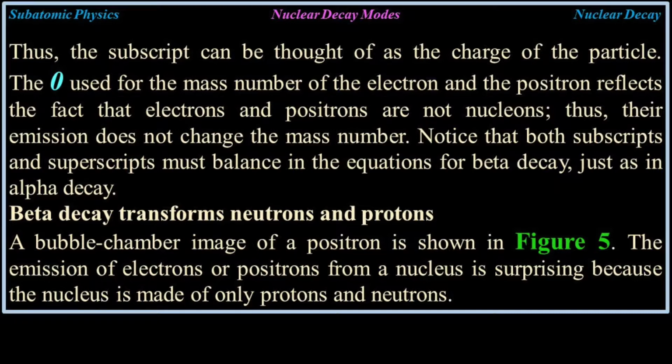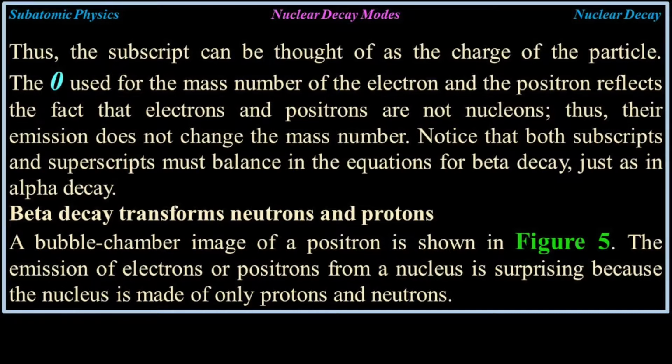The 0 used for the mass number of the electron and the positron reflects the fact that electrons and positrons are not nucleons. Thus, their emission does not change the mass number. Notice that both subscripts and superscripts must balance in the equations for beta decay, just as in alpha decay. Beta decay transforms neutrons and protons. A bubble chamber image of a positron is shown in figure 5.